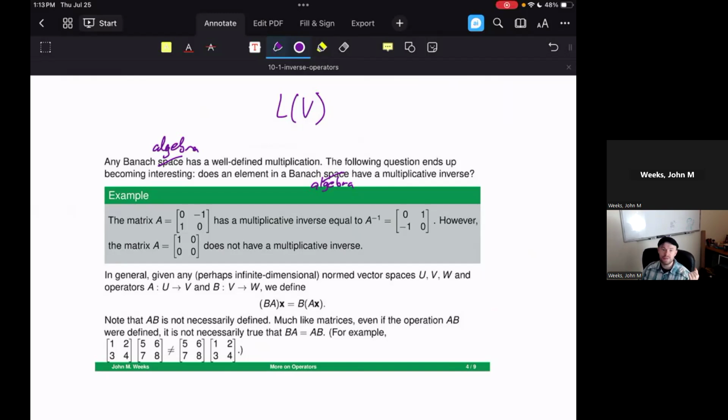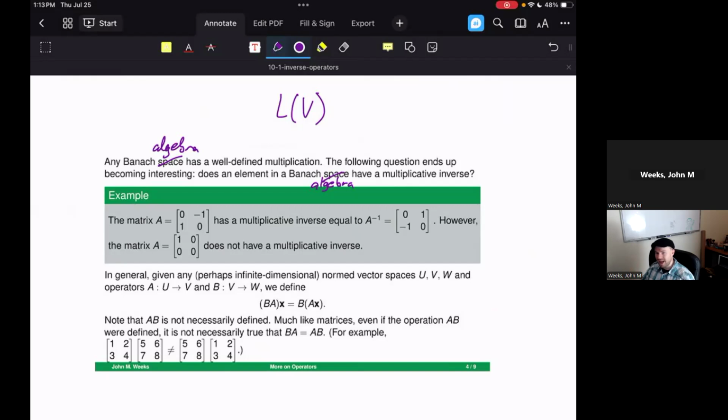It's 1 over the determinant of the matrix times flip the elements on the diagonal and then take the negative versions of the numbers on the off diagonal. Or you can just check to see that when you multiply A times A inverse or A inverse times A, what you end up getting here is the identity matrix either way. However, the matrix A equals 1, 0, 0, 0 does not have a multiplicative inverse.